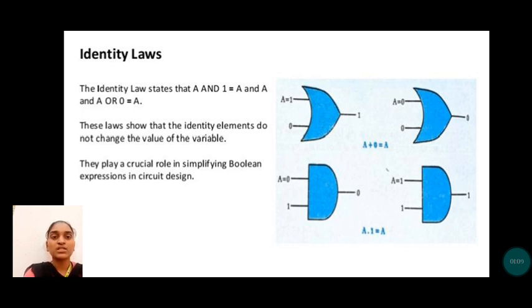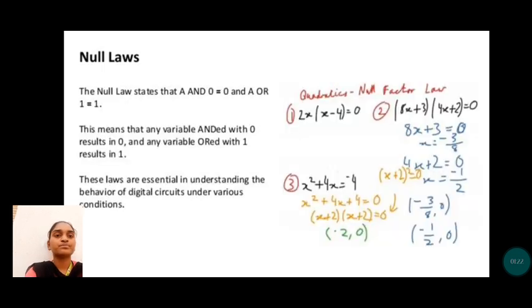Identity laws. The identity laws state that A AND 1 equals A and A OR 0 equals A. These laws show that the identity elements do not change the value of the variable. They play a crucial role in simplifying Boolean expressions in circuit design.